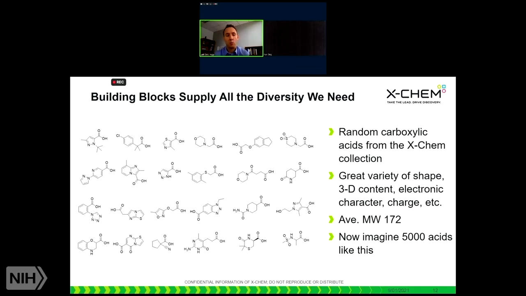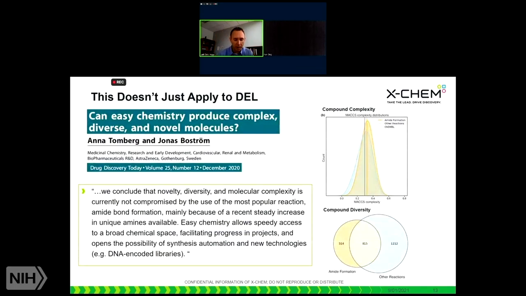This is going to give us the diversity we need to cover as much space as we can and be successful in our projects. We're not the only ones that feel this way. Our thoughts are echoed in a recent publication from about last year from some scientists at AstraZeneca. What they did was they looked at 10,000 small molecule compounds that were made with easy chemistry, meaning they were just made from an amide bond formation. And they looked at 10,000 compounds that were made with 150 other chemical reactions other than amide bonds. And they looked at complexity, diversity, and novelty.